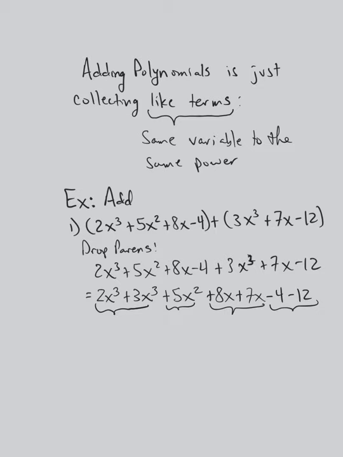So now just remember how you collect like terms. You do the operation on just the coefficients, and you keep the variable part the same. That ends up being very important, especially for later. So I do 2 plus 3 is 5, and then I keep that power, x to the third. Okay, and then I go to my next one. It doesn't have a like term, so I have plus 5x squared. Okay, and then 8 plus 7 is 15, and I keep my power. Okay, and then I have minus 4 minus 12, that's minus 16. And that would be the answer to that problem.